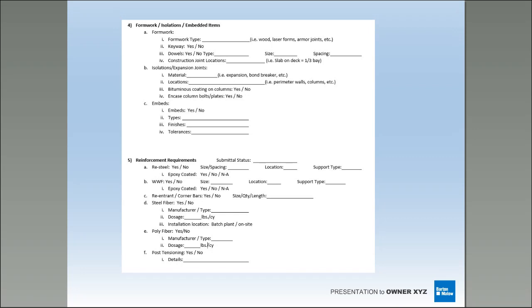So, hey, formwork, isolation and expansion joints, and embeds are all important. Who's verifying them? What are the tolerances on them? Who's doing an as-built on them afterwards? So you know that the location they were put in at is right the first time, versus having to deal with it months down the road.